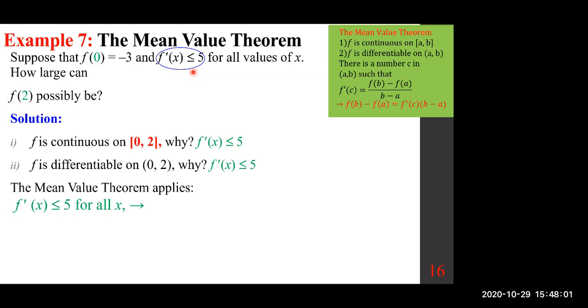Therefore, if I write this one, f of b minus f of a over b minus a, the right side of this must be less than or equal to 5. I hope you realize that. So one more time. Because f prime is less than or equal to 5, and because f prime equals f of b minus f of a over b minus a, then this expression must be less than or equal to 5. So what is f of b?